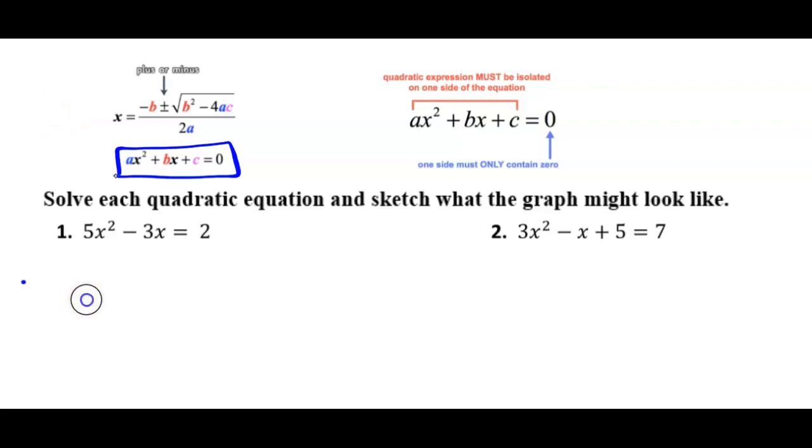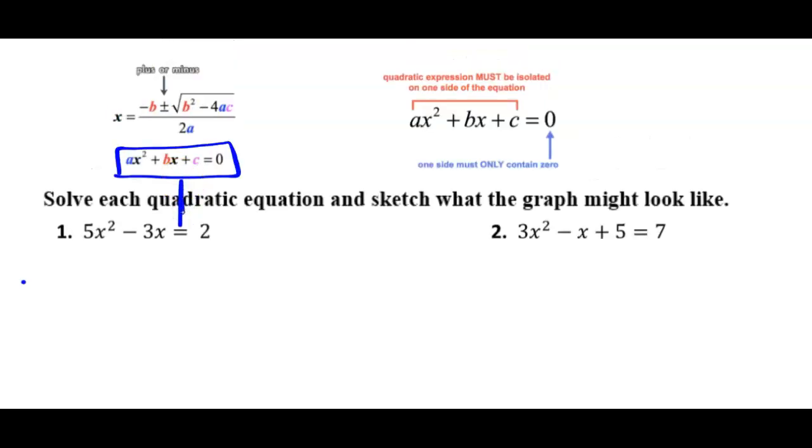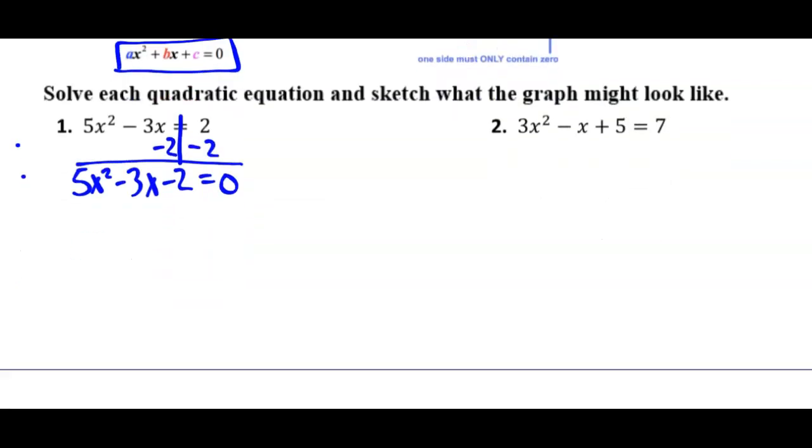But what about this? Here, I need to solve this first, like in example number 8 that we just looked at. So the very first step is to solve this. I've got to move my 2 over by subtracting 2 from both sides. That'll give me 5x squared minus 3x minus 2 equals 0. Now that I have that, I can do my quadratic formula.